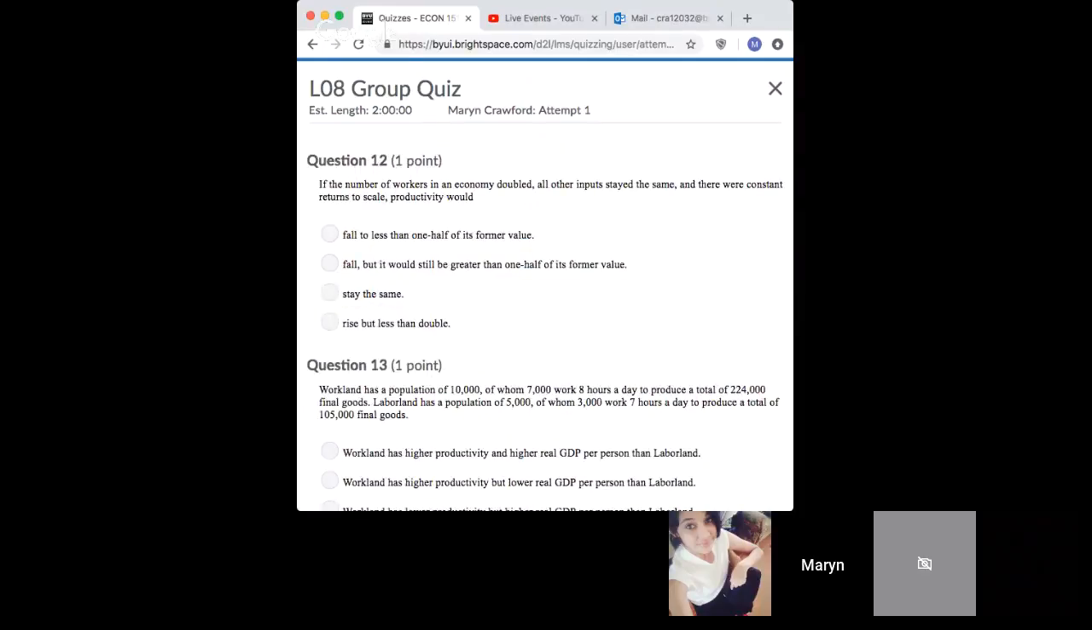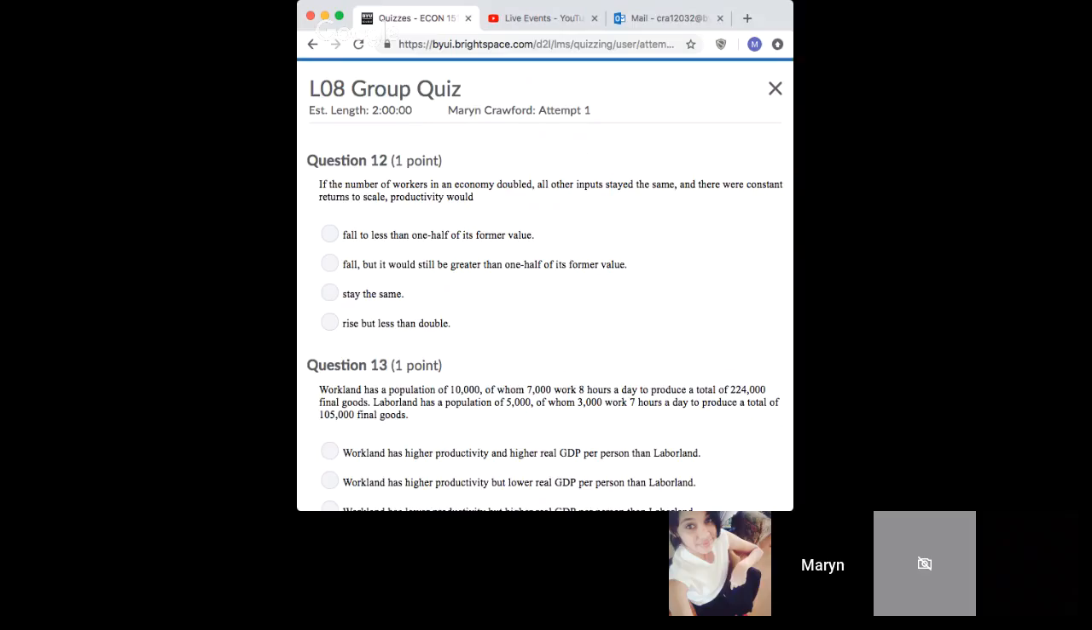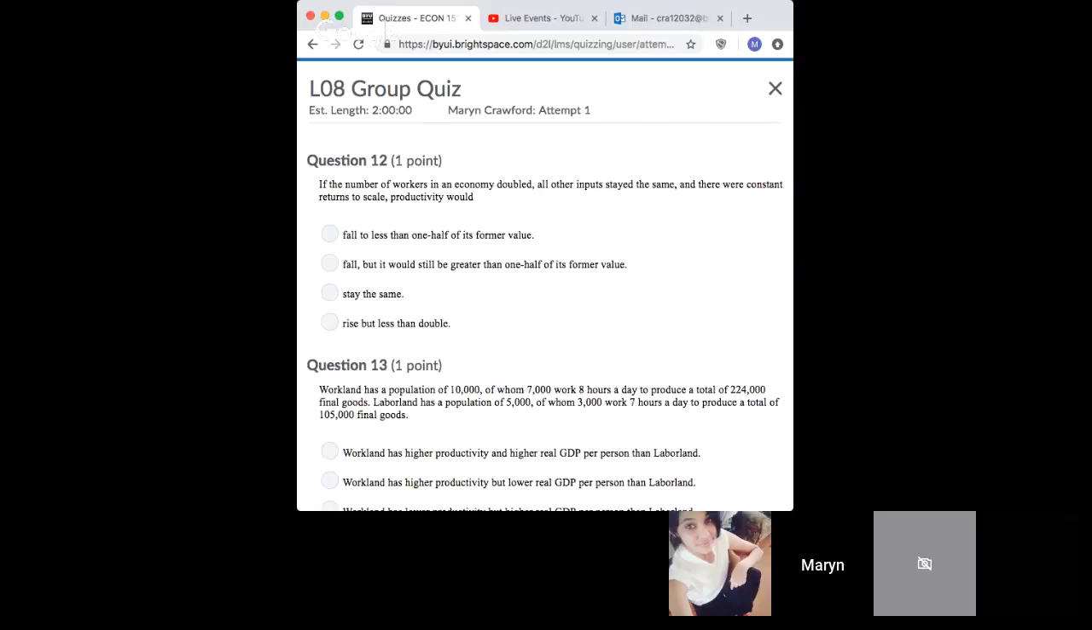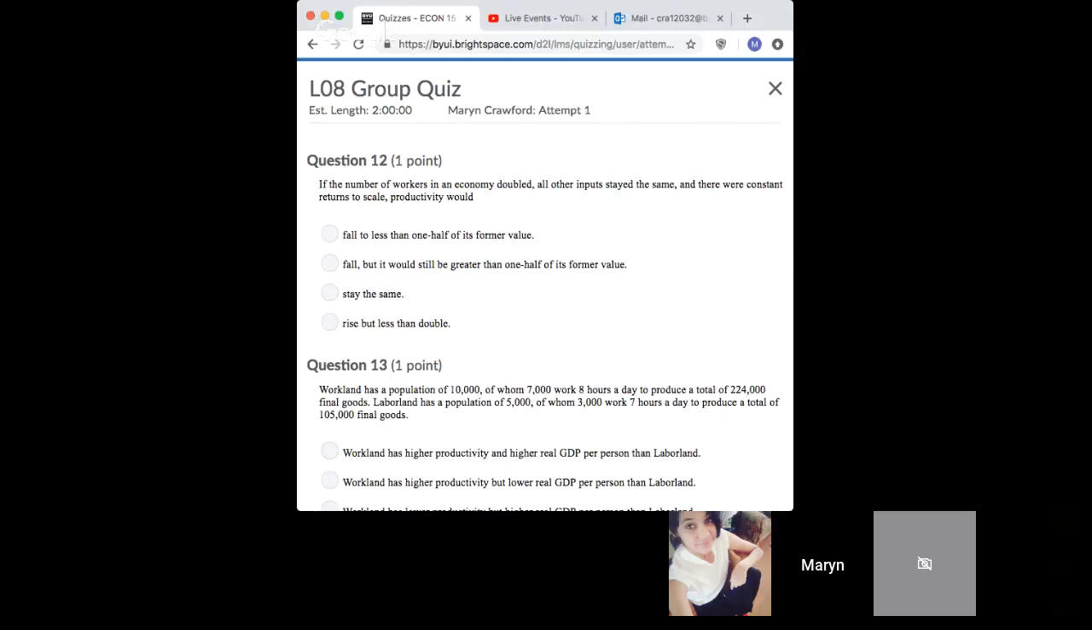For 12, I got A. Fall to less than 1/2 of its former value. That's what I have. Okay. Yeah, I wasn't sure on that one. Do you guys just want to explain it really quick? Let me read it again. The number of workers doubled and everything else stayed the same. Productivity would fall. So that's saying there's twice as many workers, but all the other inputs are the same, which means the level of output they're making is still the same, even though they have double the workers.